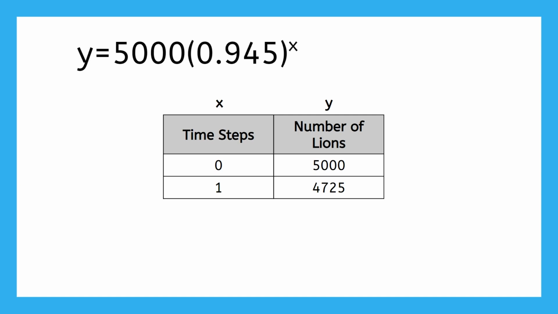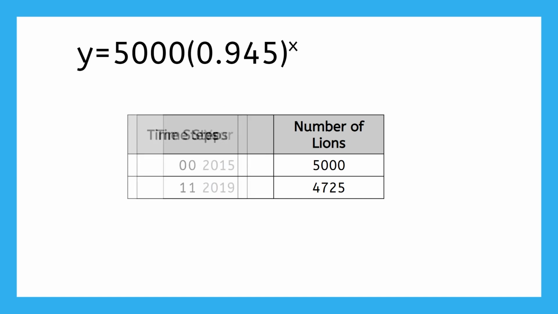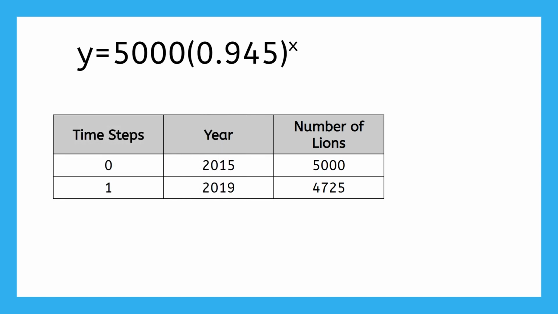It won't make sense to someone for me to say that at a time step of 0, there were 5,000 lions. So what we can do here is relate this back to our original data about the years starting with 2015 and increasing by time steps of 4. We could define x as time steps of 4 years since 2015. Then an input of 0 would represent the year 2015. All right, let's see this in action. Let's try an example problem.